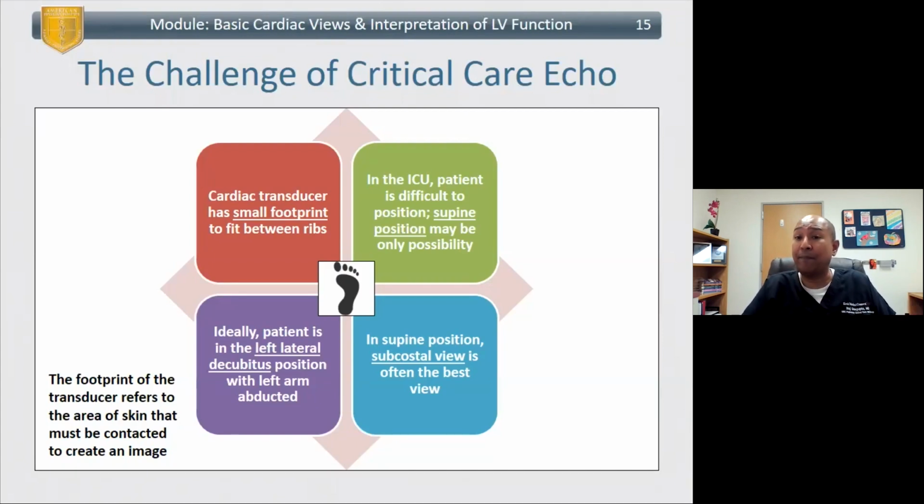So you really can't move the patient as much. In this supine position, probably the only view you'll get sometimes is going to be that subcostal view. You have to push down subxiphoid to get that view.